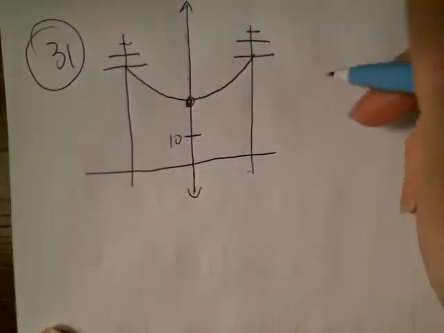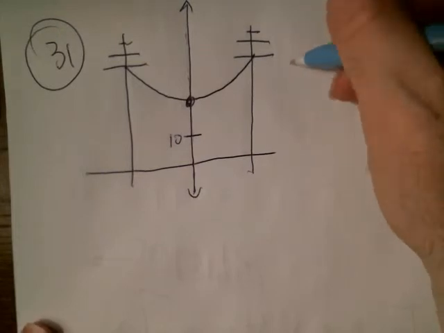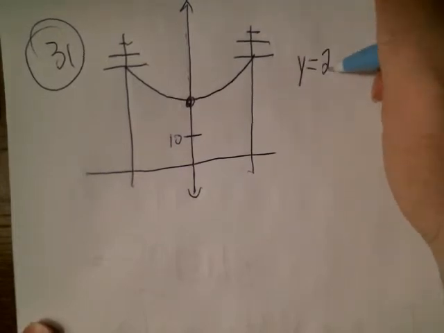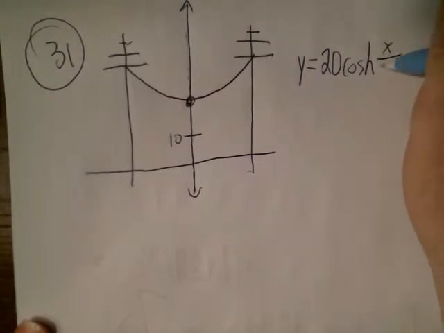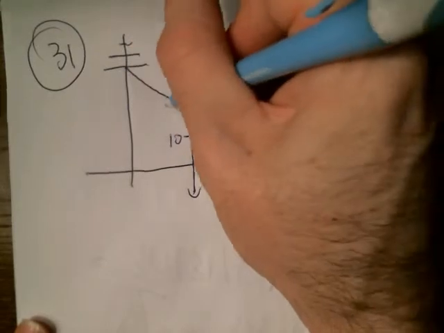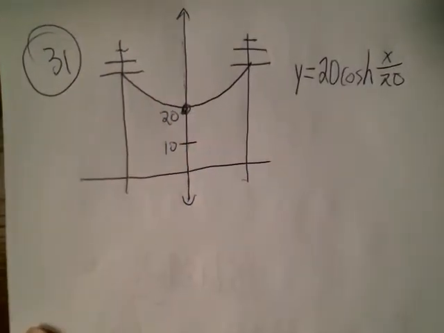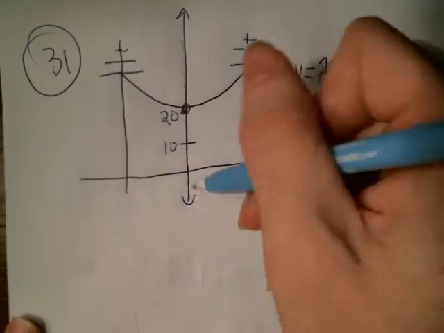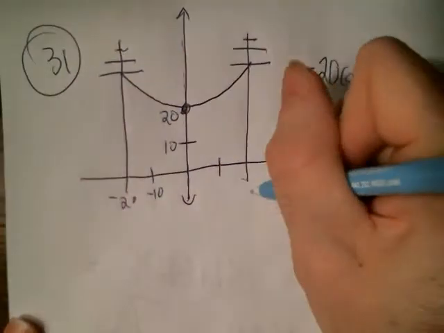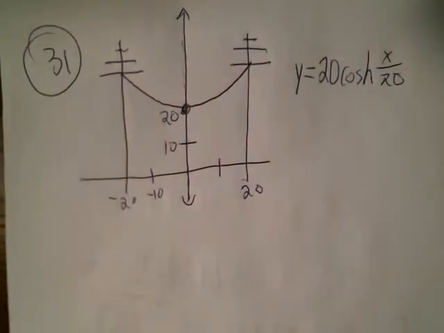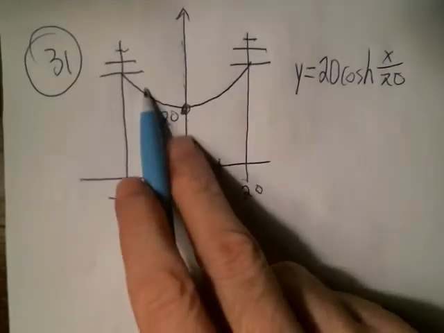We can model this cable using the formula y equals 20 cosh of x over 20. Okay, so this point right here will be (0, 20). The location of the poles is at -20 and then +20. What else? I guess that's about all we want. We want to know the length of this cable.